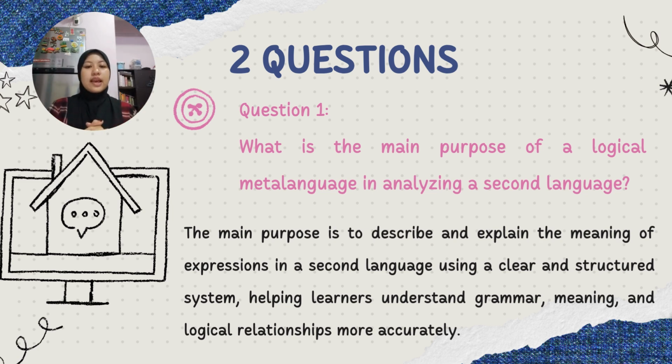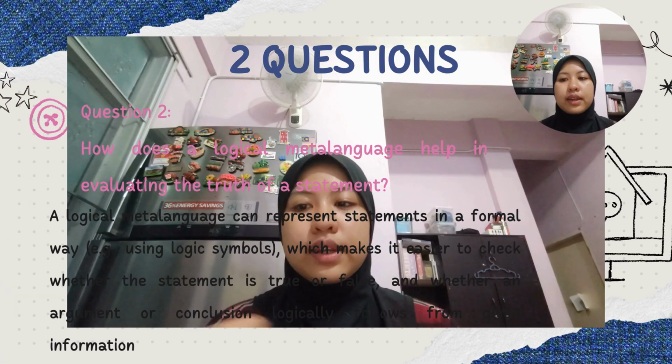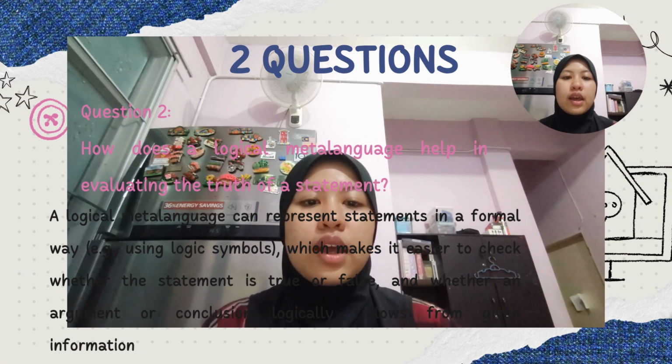Now we are done with the logical part. Let's move on to the questions. These are the two questions that are commonly asked while teachers are teaching about this. The first question is, what is the main purpose of a logical meta-language in analyzing a second language? The main purpose is to describe and explain the meaning of expressions in a second language using a clear and structured system, which can help learners understand grammar, meaning, and logical relationships more accurately.